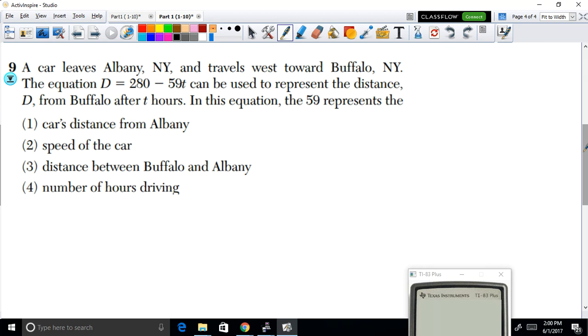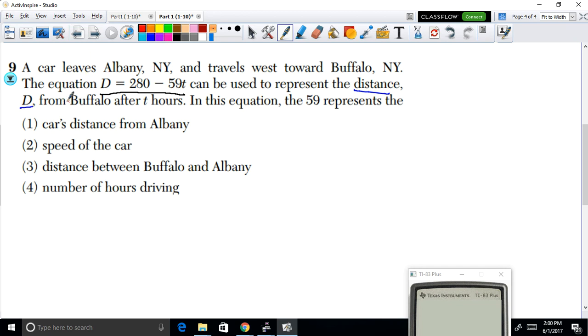All right, so now here, question 9. It says, a car leaves Albany, New York, all right, that's cool, and travels west towards Buffalo, New York. So they're giving us an equation here. It says the equation D equals 280 minus 59t can be used to represent the distance. So notice here that capital D stands for distance. So let me put this in a different color. The distance can be labeled as capital D.